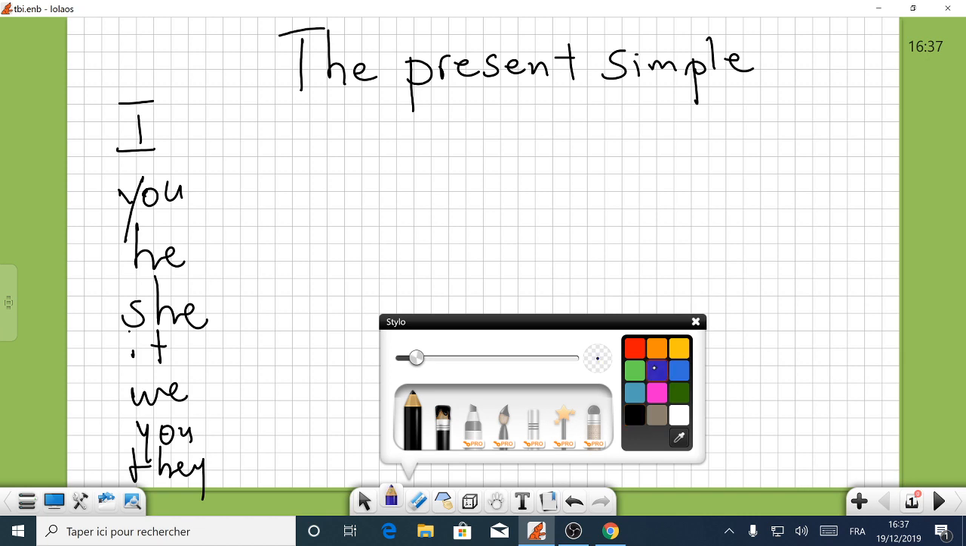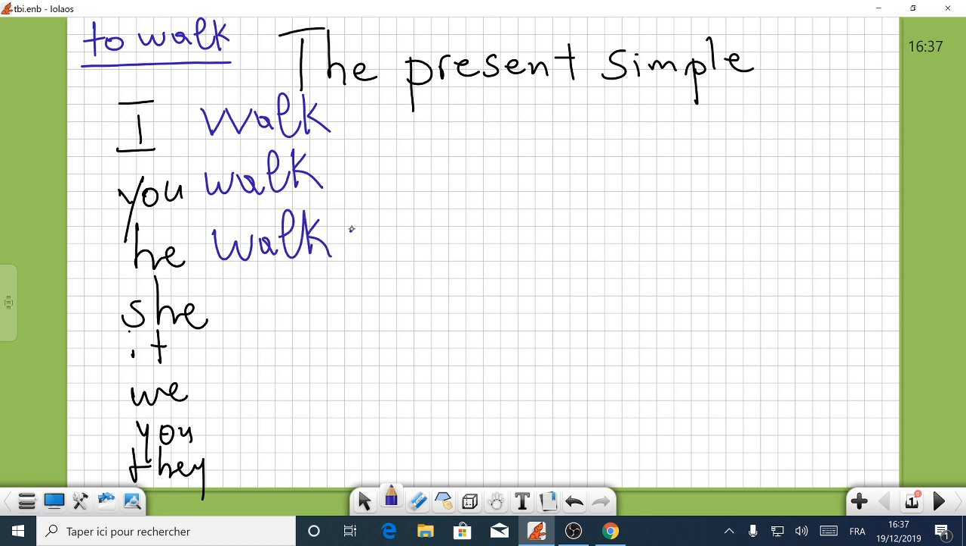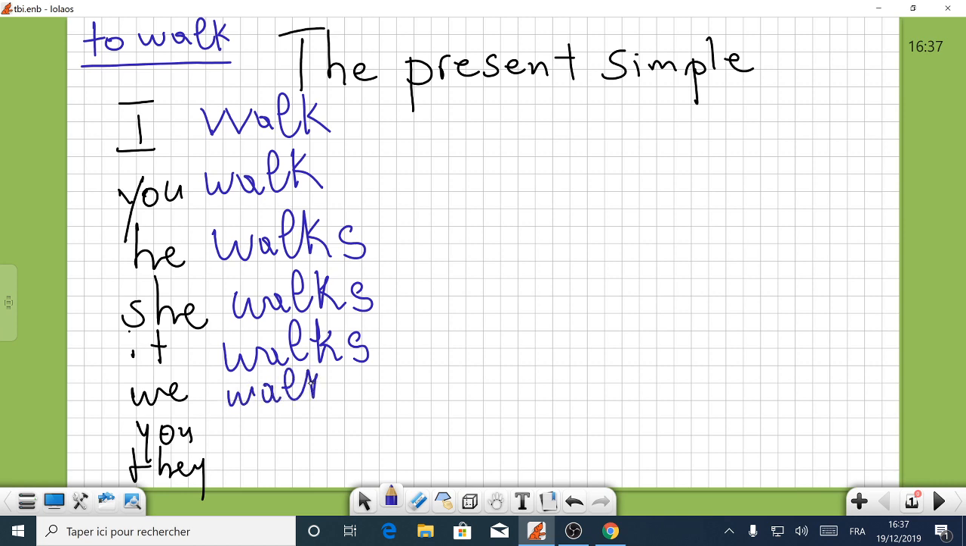Let's take, for example, the verb to walk. So let's take the verb to walk and we try to put it with all the subject pronouns and we will see the differences that might happen with them. So the first one, we say I walk, and we say you walk, and when it comes to he, we say he walks, and then she walks, and it, of course, it walks, and when we come to we say we walk. You walk and they walk.